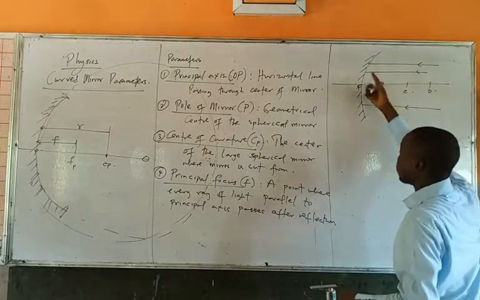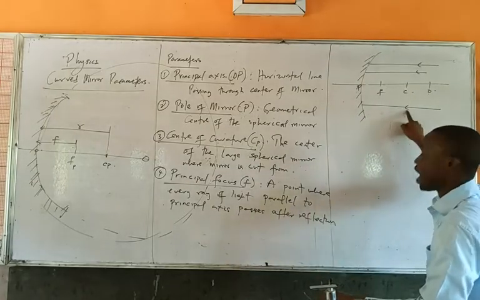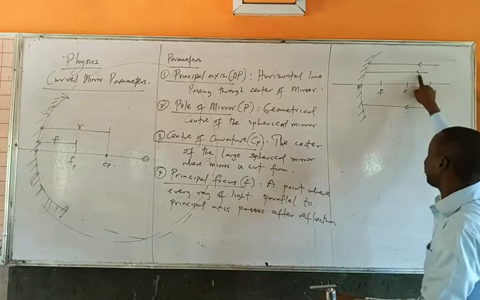They are parallel to the principal axis. I told you in the previous classes, the best way to know a ray of light are those lines that are having arrow end. This is a ray of light.